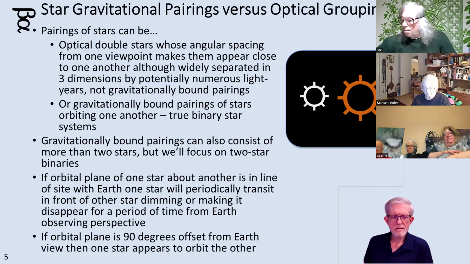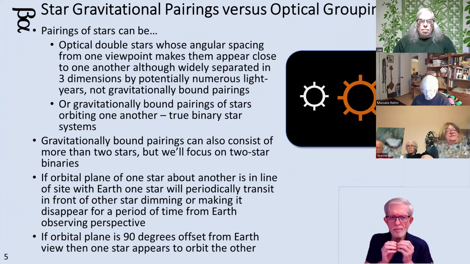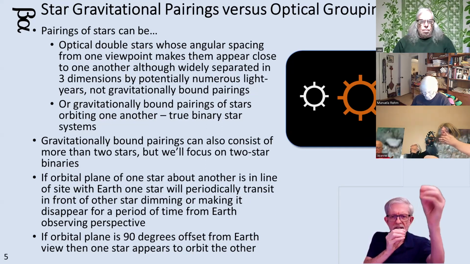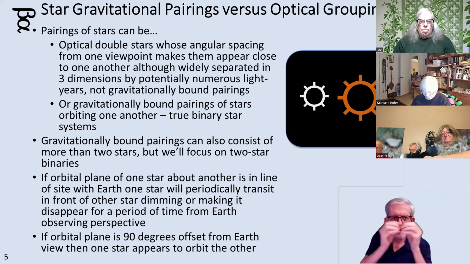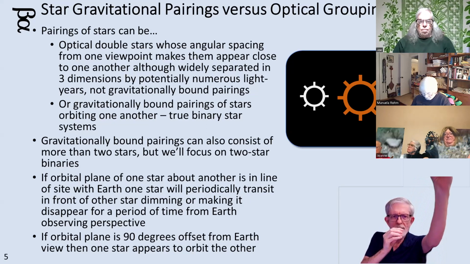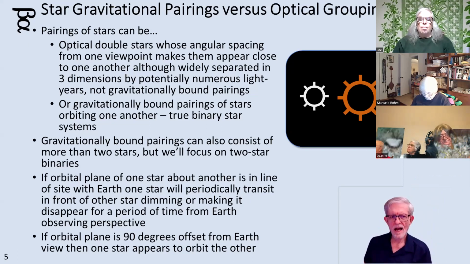So when we talk about double stars, we can talk about two kinds of pairings. One is an optical double. This is where you see two stars from the Earth's point of view, but they're not really associated gravitationally with one another. They're distant. They look close together, but since space is three-dimensional, there could be many, many light years between them, and they're not gravitationally affecting one another. That's an optical double.